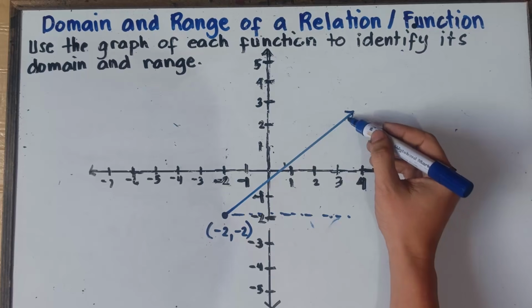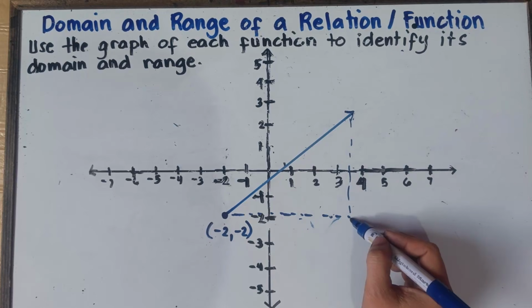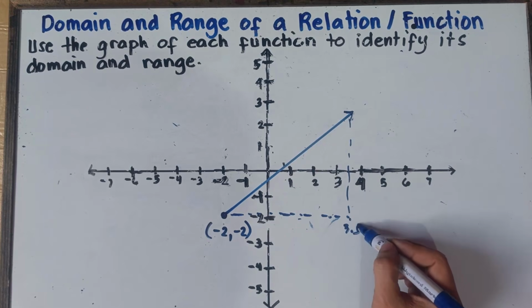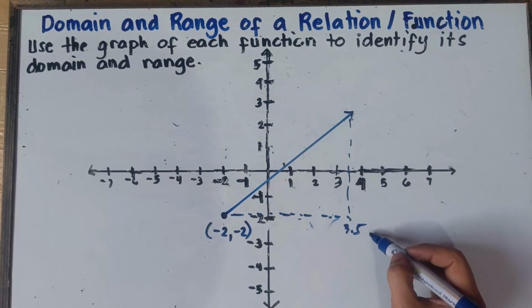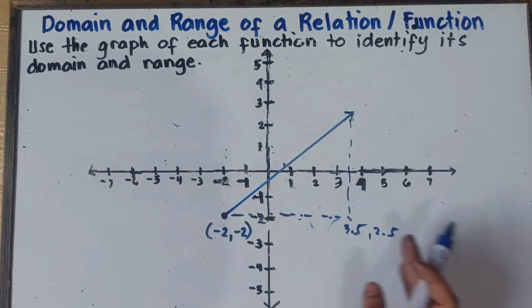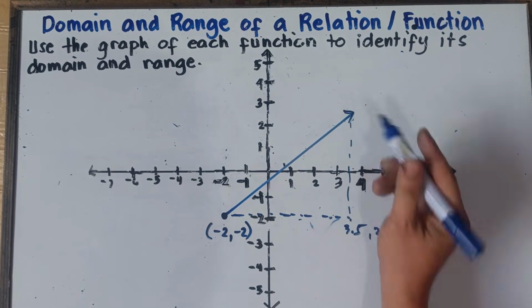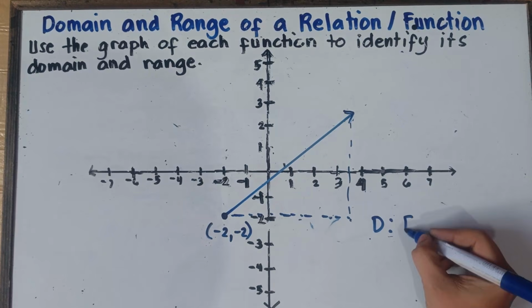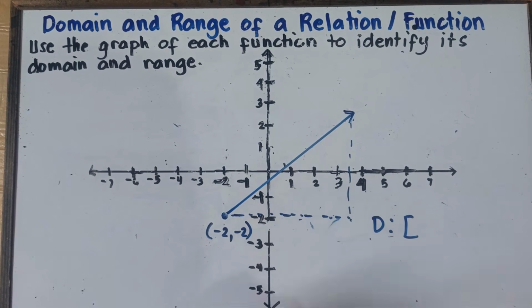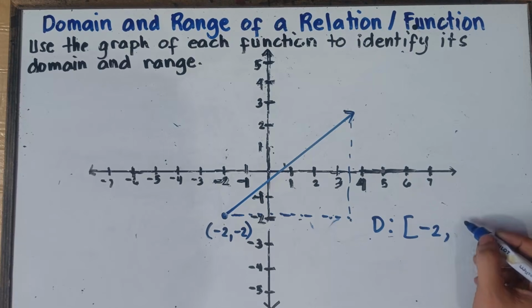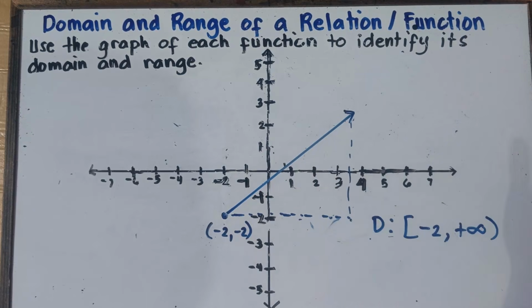If you draw the ordered pair right here, this will be the x value estimated, class, 3.5, and the y, 2.5. So all of the x values will be included because you have an arrow. Your domain would be left to right. Starting from negative 2, you have a closed circle, so that would be bracket negative 2, comma, up to positive infinity, because this is an arrow, it will extend infinitely.